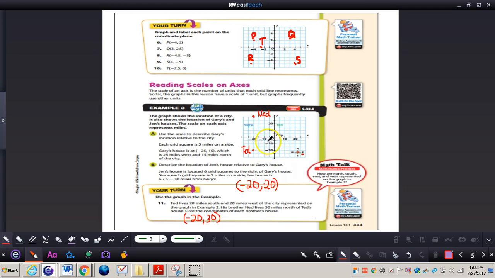Now remember, they weren't saying it's 50 miles north of the origin or anything like that. It started with Ted, so just 50 miles north. We already know that Ted is -20 on the x-axis, or 20 miles west within the coordinate grid, and Ned just lived 50 miles north of Ted.